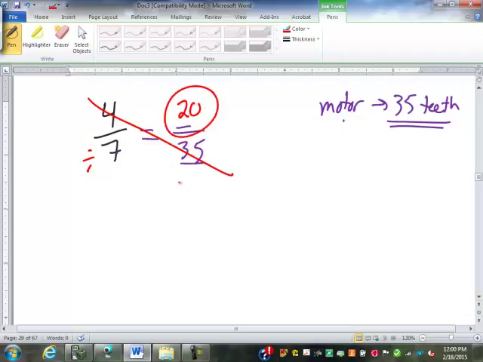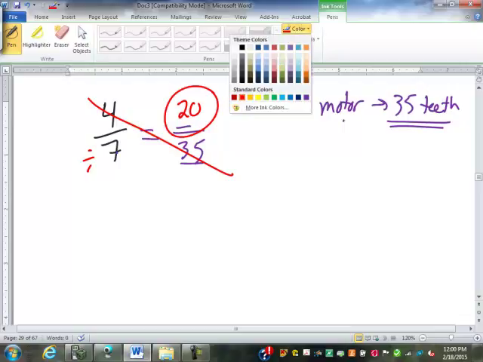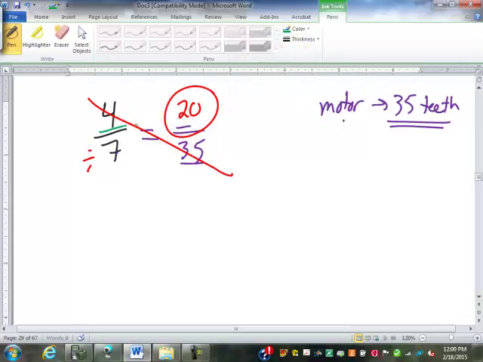So it has to be 20 teeth on that other gear that the motor is meshing with to give us the proper gear ratio. The proper gear ratio is required for a lot of reasons. One, to get the proper speed. Also to get the proper amount of power transferred.